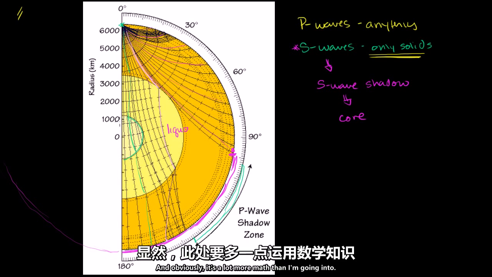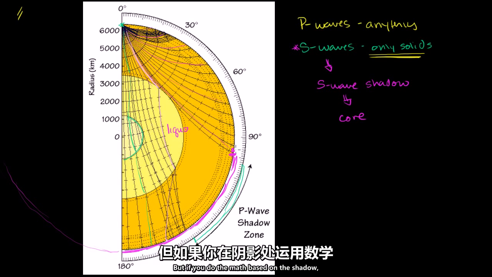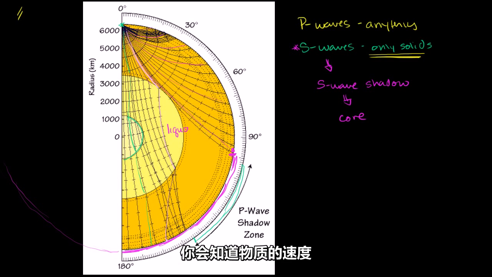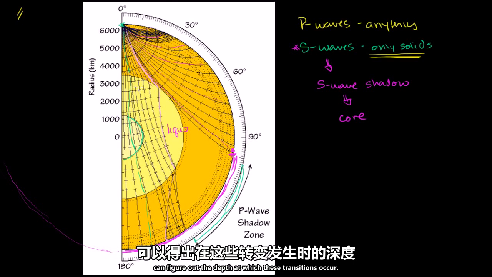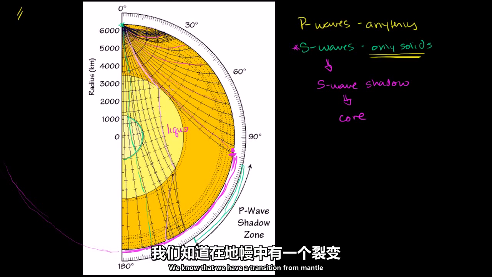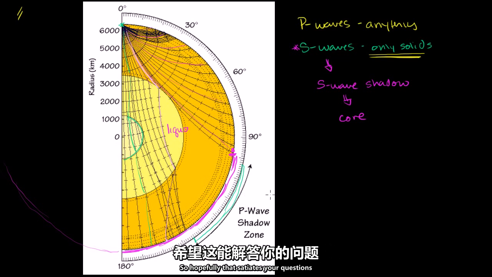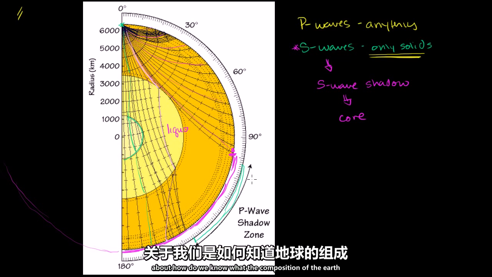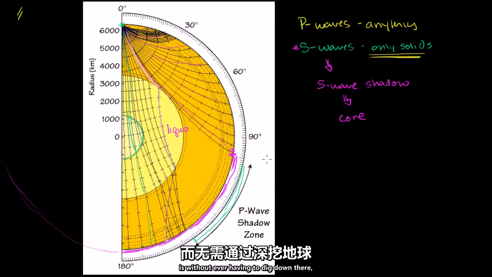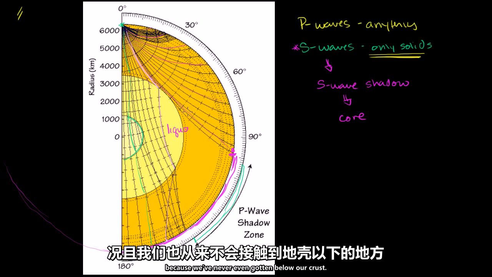And obviously, it's a lot more math than I'm going into. But if you do the math based on the shadow and you know the speed of the material and all of that type of thing, then you can figure out the depth at which these transitions occur. We know that we have a transition from mantle to outer core here, and then a transition from outer core to core there. So hopefully that satiates your questions about how we know what the composition of the Earth is without having to dig down there, because we've never even gotten below our crust.